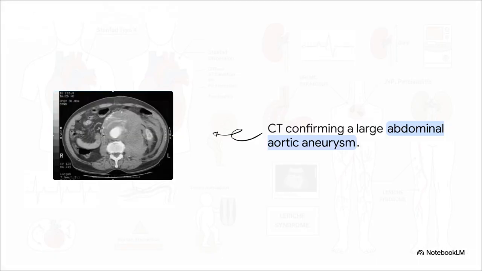If a patient presents with symptoms suggesting an unstable aneurysm, like severe flank pain or a palpable pulsatile mass, and they are hemodynamically stable, your next best step is a CT of the abdomen with contrast. This confirms the size and checks for imminent rupture. But if they are hemodynamically unstable, you completely bypass the CT, grab a focused bedside abdominal ultrasound to confirm, and proceed straight to emergency surgical repair.